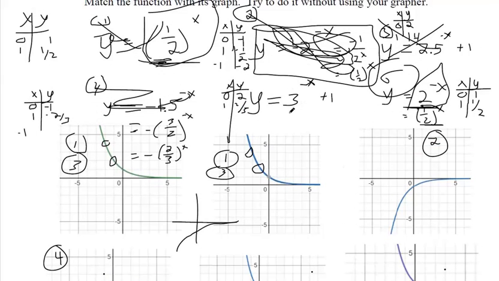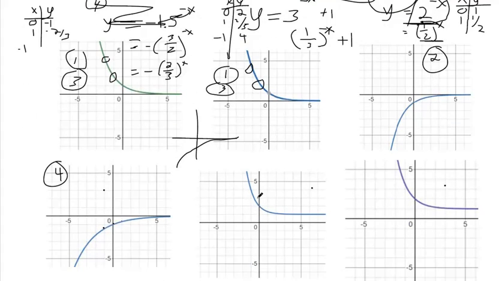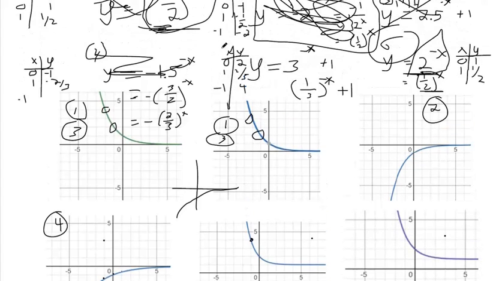And to choose between the two, it's 3 to the negative x, that's the same thing as 1/3 to the x plus 1. So if you go -1 on the x, the reciprocal of 1/3 is 3. 3 plus 1 is 4. So -1 on the x should have 1, 2, 3, 4 on the y. -1 on the x, 1, 2, 3, wait, 1, 2, 3. So this graph here, call it graph 5, has to match with this one.